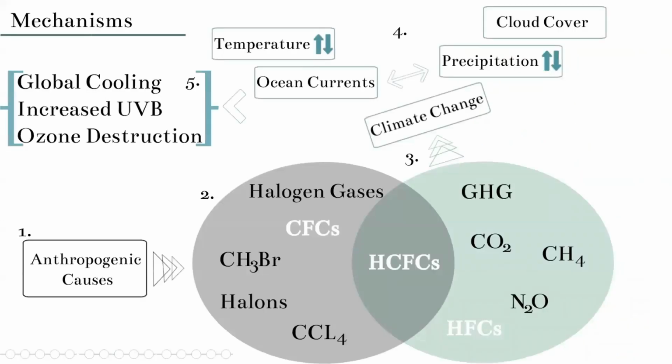Mechanisms on climate change, dealing with atmospheric conditions. Here we'll take a look at this diagram that will explain how different types of greenhouse gases contribute to global cooling, increased UVB, and ozone destruction. The gray circle labeled number 2 on the left-hand side deals with halogen gases. Most of these are introduced into the atmosphere through anthropogenic action, but can also occur naturally.